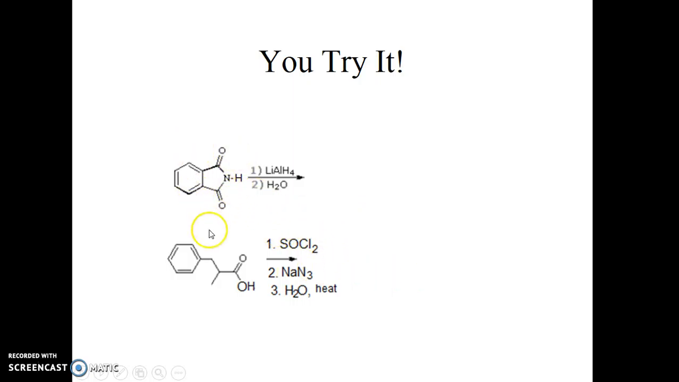Well, here we have an amide, a diamide, and lithium aluminum hydride. Lithium aluminum hydride reduces amides to methylene groups. So the carbonyl in the amide goes to a methylene group. So we end up with this amine.